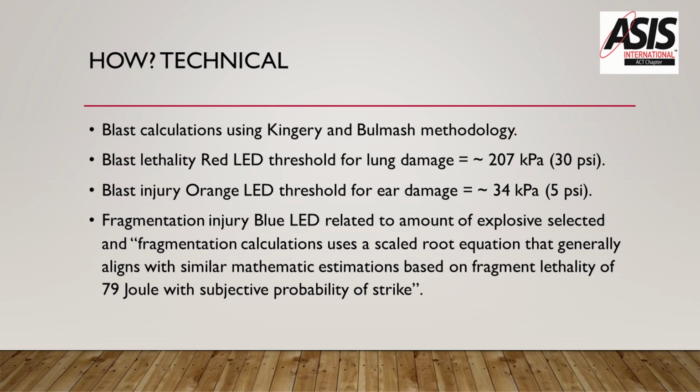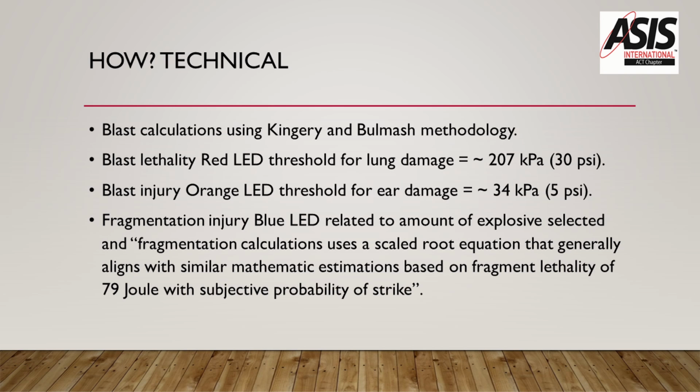The red LED, the one that says that the item or the person was within the blast lethality range, is set at 207 kPa. That is the threshold for lung damage. So if the red LED goes on, the receiver is within the range where the person will have received at least lung damage, probably worse. The threshold for the orange LED, which is the blast injury level, is 34 kPa, which is the threshold for ear damage. Beyond that, unlikely to receive physical injury. Closer than that, or anytime the orange LED lights up, the person is going to be injured. And of course, once you cross the 207 kPa boundary, the LED becomes red.